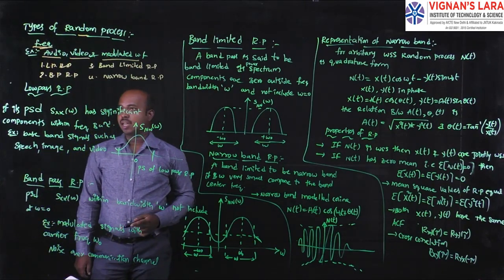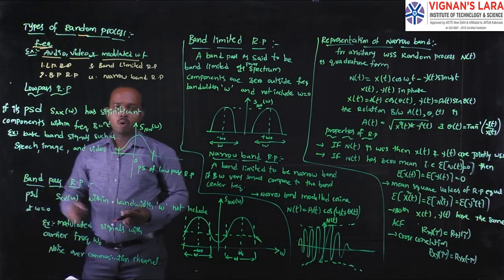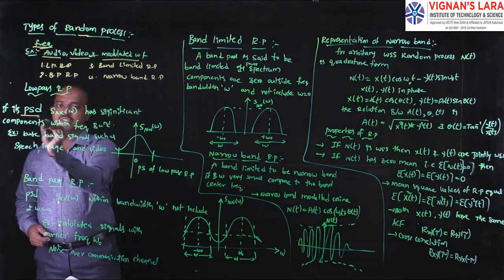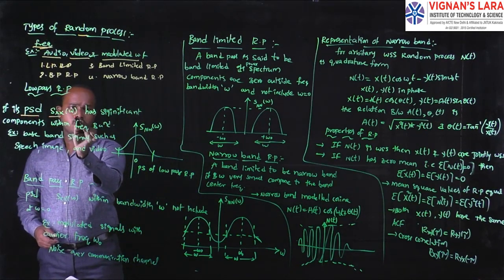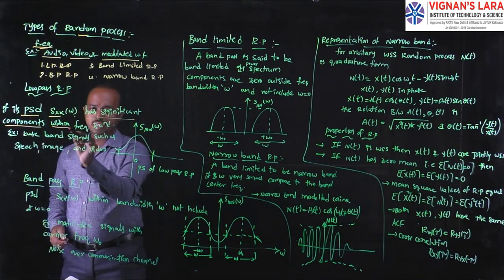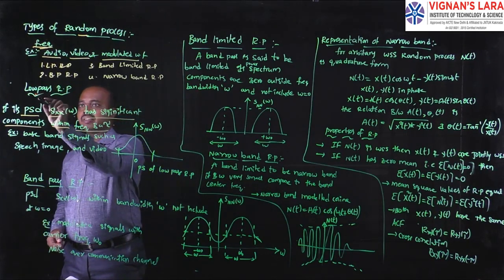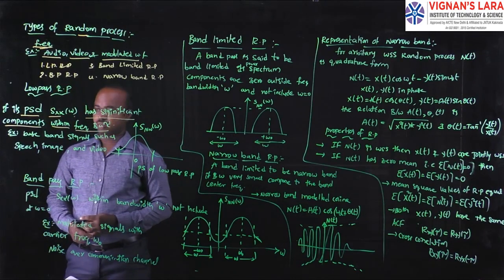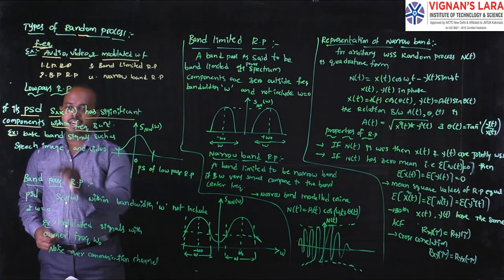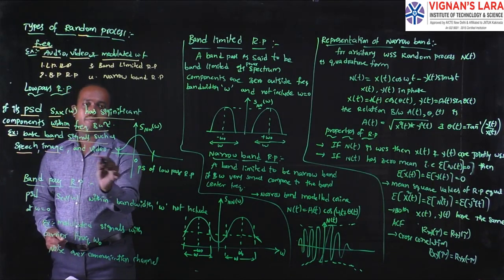Now we can see the first category, the low pass random process. We define it as follows: if its power spectral density S xx of omega has significant components within the frequency band, we call it a low pass random process. The best examples of low pass random process are baseband signals such as speech, image, and video.